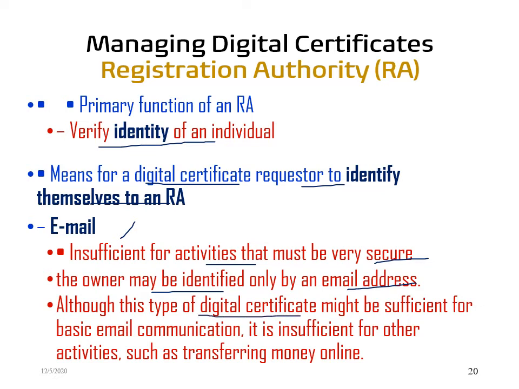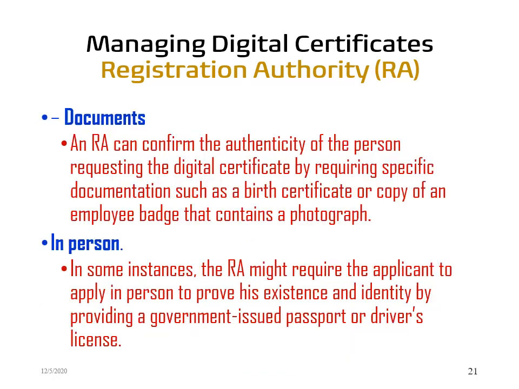Although this type of digital certificate might be sufficient for basic email communication, it is insufficient for other activities such as transferring money online. So hence we can go for something else. Documents. An RA can confirm the authenticity of the person requesting the digital certificate by requiring specific documents such as a birth certificate or a copy of an employee badge, right? So this can be given as proof for issuing the digital certificate.